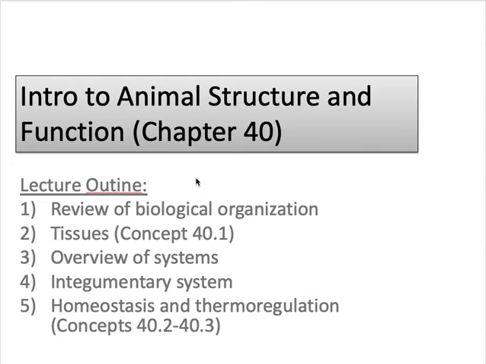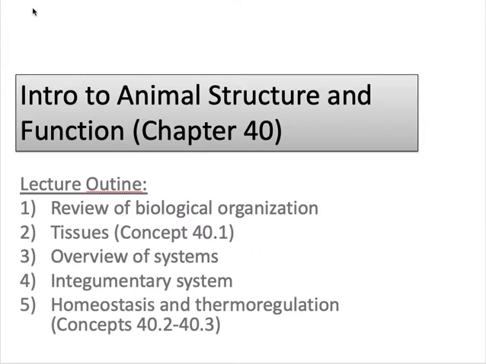Hi everyone, we are going to start Unit 5 today with Chapter 40, which is the Introduction to Animal Structure and Function. We'll be going over a variety of topics with the focus being on the 4 different types of tissues.